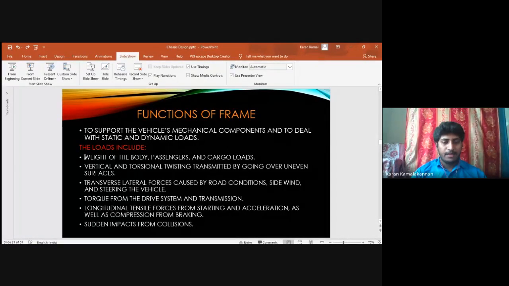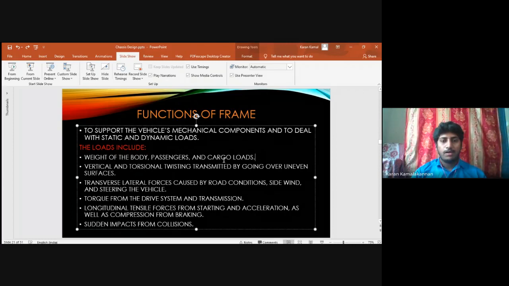The first load will be the weight of the body, the passenger weights, and the cargo loads attached to the vehicle. Next is the vertical and torsional twisting transmitted by going over uneven surfaces. The vertical twisting we have during braking and acceleration, right? The vehicle will dive and squat at the front and rear. Dive means it moves forward, like diving in a swimming pool, and squat means it moves back. During braking and acceleration, the frame will be subjected to that kind of twisting.